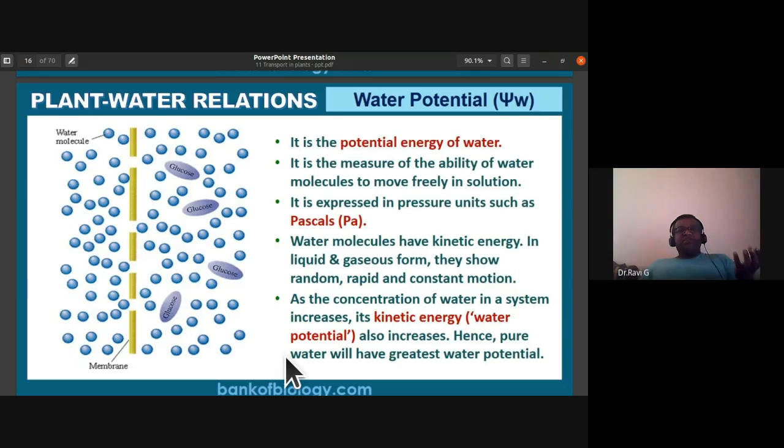As the concentration of water in a system increases, the more the amount of water in a system, the kinetic energy also increases, that is, water potential also increases. Hence, pure water will have the greatest water potential. I told you the greatest water potential value is 0. So water potential values are always negative. The highest water potential that they can have is 0, and pure water has that.